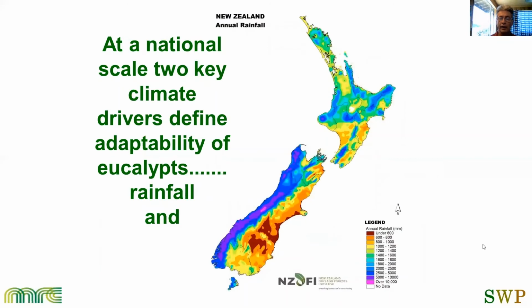One of the key things is understanding the 2 climate drivers that define the adaptability of eucalypts in New Zealand. These are rainfall, which is shown in this map, and the zones where we have drier parts of New Zealand are where we have our breeding program.